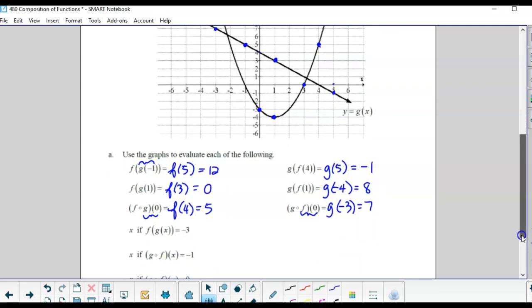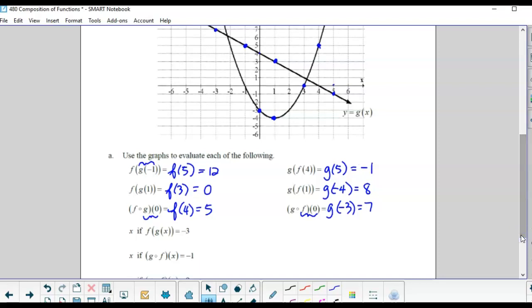Okay. Then the next ones, we want to find x when we're given the final value of f of g of x. So we're given that f of g of x equals -3. So you want to think about, okay, let's work backwards. When is the function for f equal to -3? So that is actually in 2 places for f. So that is when g of x equals 0 and when g of x equals 2. Okay, because there's 2 places where f is equal to -3.